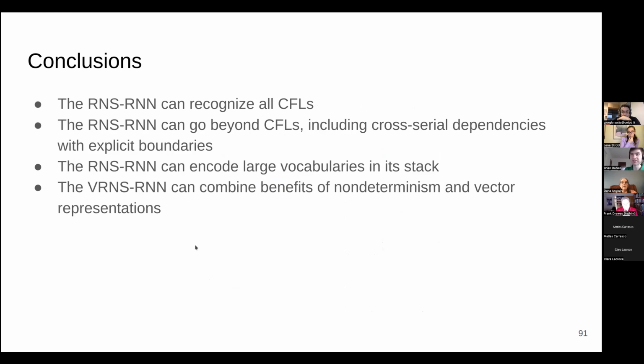All right, so closing thoughts. So we presented this model, the RNS-RNN, which can recognize all CFLs. But we saw that they can actually go beyond CFLs, including cross-serial dependencies, as long as we have explicit boundaries. We also saw that the RNS-RNN is surprisingly good at encoding large vocabularies in its stack. And we introduced this new model, the vector RNS-RNN, that can combine non-determinism and vector representations.